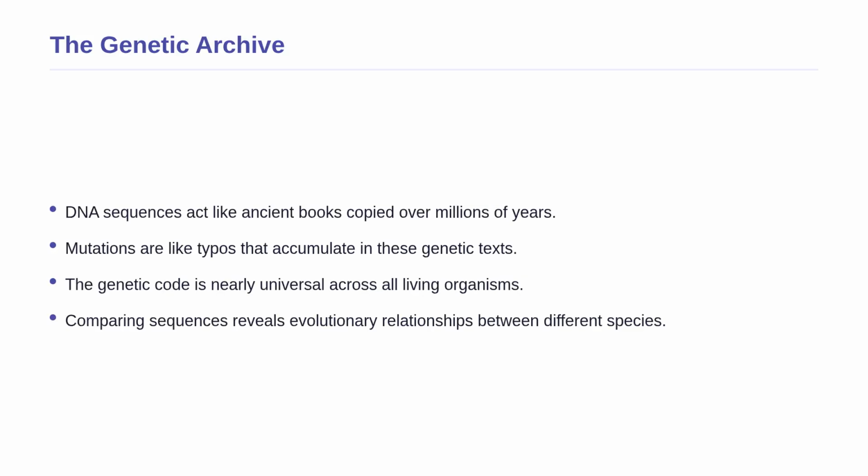Let us start by imagining you find two ancient books in different languages, but they share the exact same typos on the exact same pages. You would immediately know they were copied from the same source. In evolutionary biology, these books are the DNA sequences of living organisms, and the typos are random mutations that accumulate over millions of years. Because the genetic code is nearly universal, a specific DNA sequence codes for the same amino acid in a human, a bacterium, or a banana. By comparing these genetic typos, we can trace the history of life.